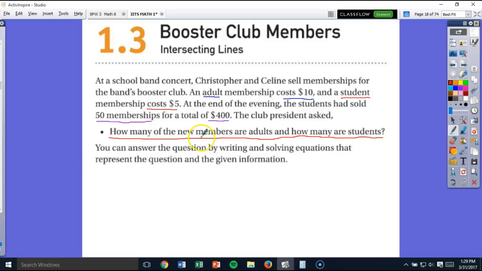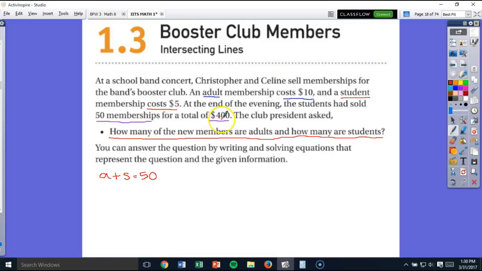Well, we know that there were a total of 50 memberships between adult memberships and student memberships. So we could have A plus S equals 50. So the number of adult memberships plus the number of student memberships equals 50 memberships.